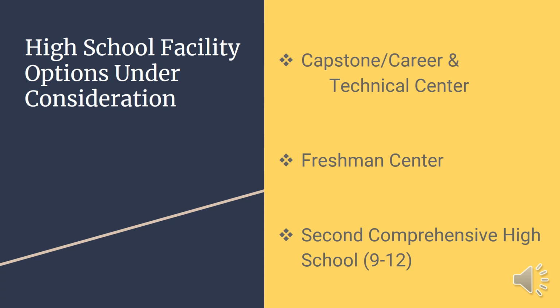And then for the second comprehensive high school, it's probably going to be a slightly larger facility yet than the freshman center. It would have the opportunity to provide more kids opportunities to participate in co-curricular and extracurricular activities. When you have two basketball teams and two plays for each school, that's more opportunities for more kids to participate in all those various activities.